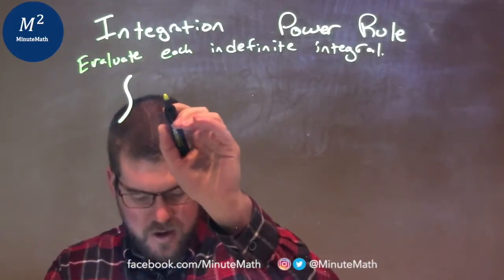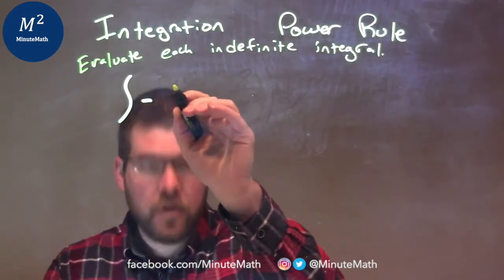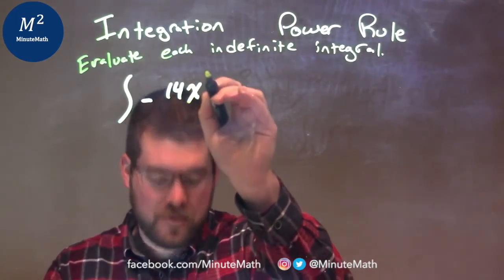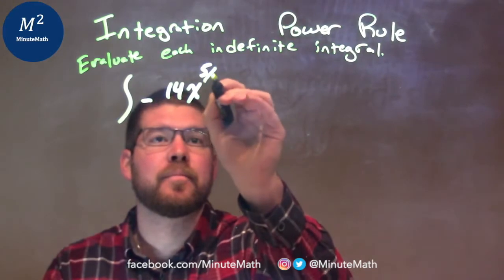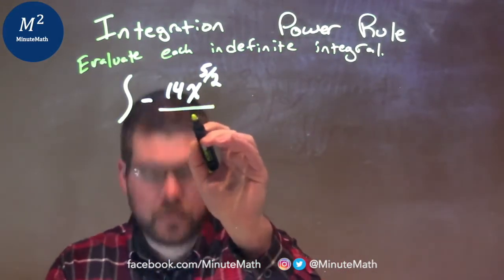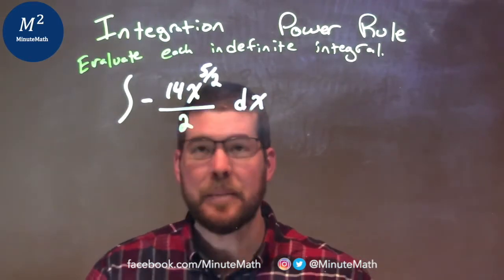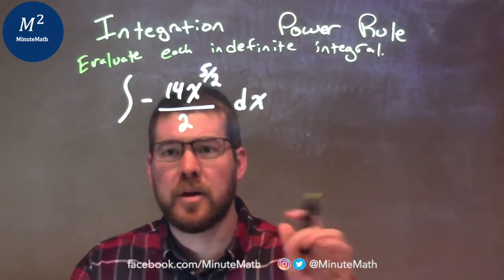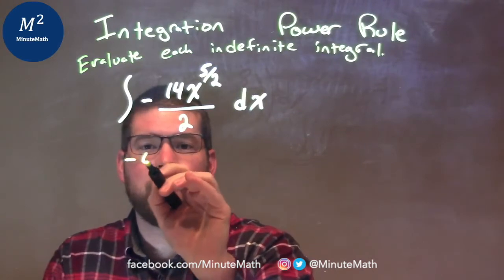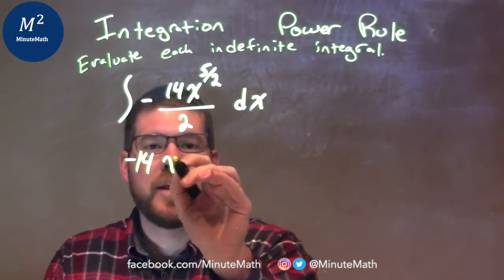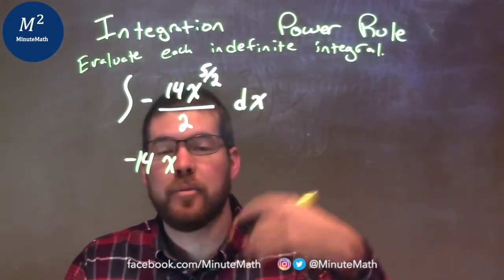Integral of negative 14 x to the 5 halves power over 2 dx. Now, you're going to have to be pretty good with your fractions here, okay? So the same rules still apply. Keep my constant up front, negative 14. X, now we add the exponent by 1.